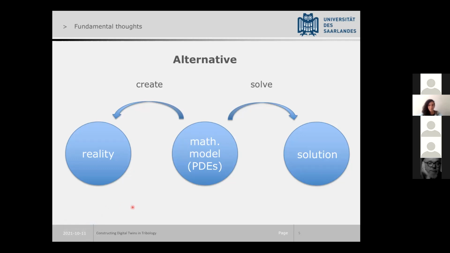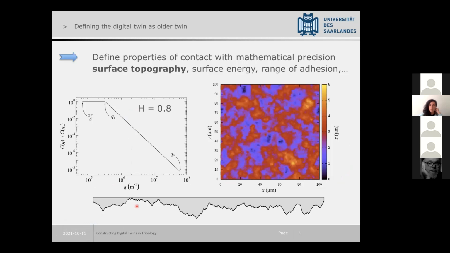Okay, so one such example dates back a few years, where I was a bit tired of people claiming big things in contact mechanics. So I went ahead and defined properties of a contact with mathematical precision, including, for example, a surface topography, the surface energy that the two surfaces would gain when they come into contact, the range of adhesion, and so on and so forth. And what you see here is the digital twin, which was born first.